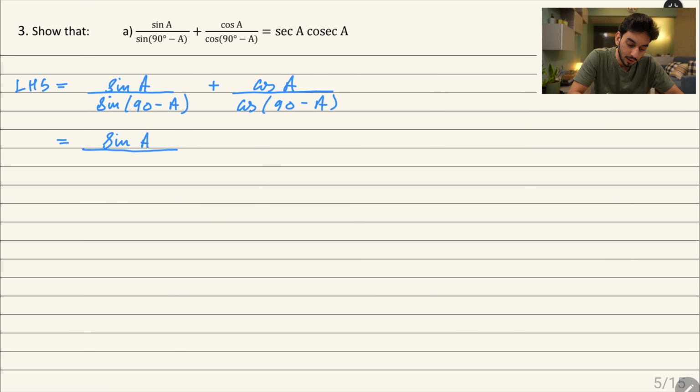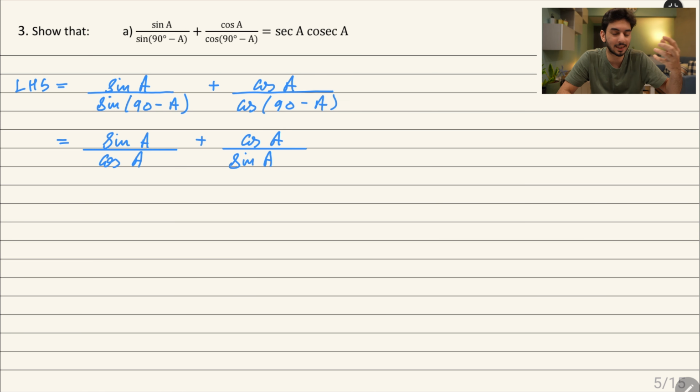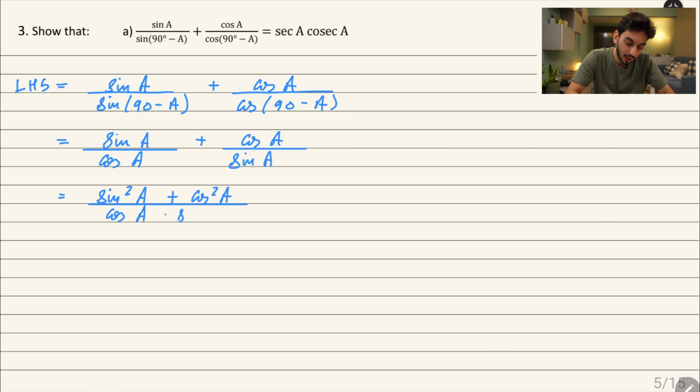So sin A upon sin 90 minus A can be written as sin A upon cos A, plus cos A as it is upon, in the denominator, cos 90 minus A written as sin A. Now we just need to cross multiply. Now you can obviously understand that this is a very basic question which we have already done in the previous sessions. So you have to just cross multiply. Sin A times sin A is sin square A plus cos A times cos A is cos square A, and in the denominator they two just get multiplied with each other. So it is cos A times sin A. In the numerator, sin square A plus cos square A is equal to 1. So it becomes 1 upon cos A into sin A.